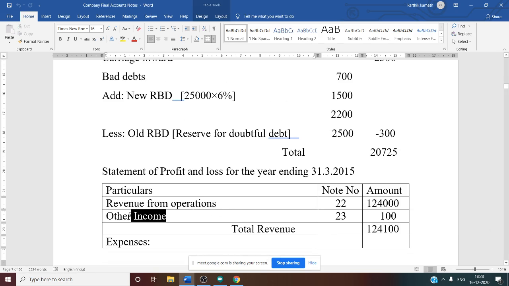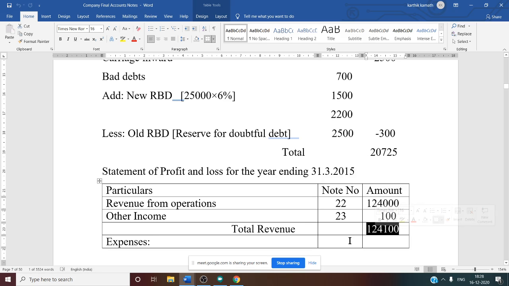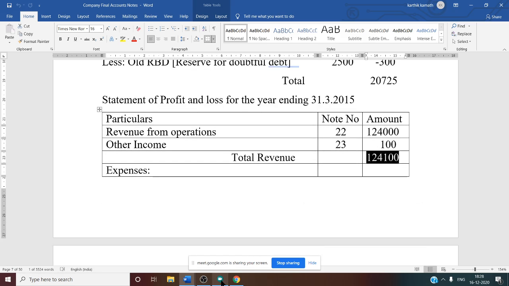Then other income. Other income working note number 23, only transfer fee is there. So 100 we have taken. So total revenue, add both 22 plus 23, you will get total revenue, that is 1,24,100. So this is our total revenue.